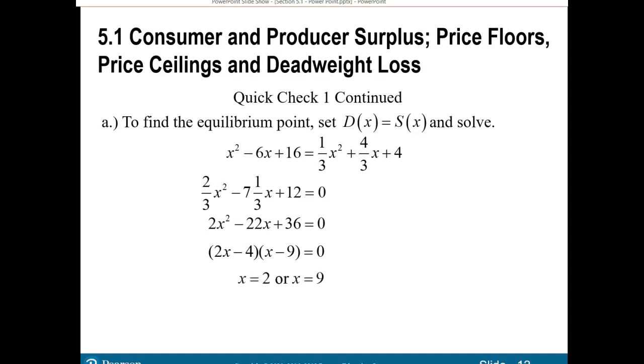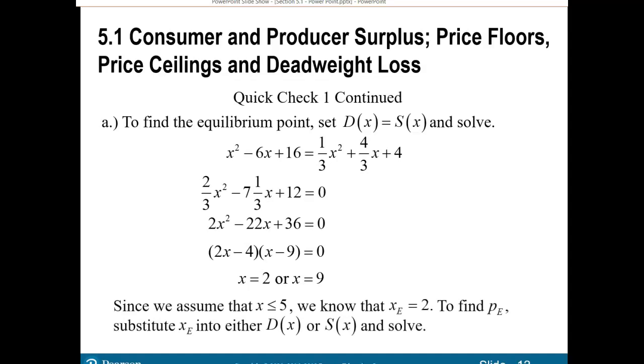So you would still get your solutions to be x equals 2 and x equals 9. All right, now remember at the beginning of the problem it said assume that x was less than or equal to 5. So that means we eliminate the other solution that we got, 9. So that's why that was given. So we only have one. We can only have one equilibrium point.